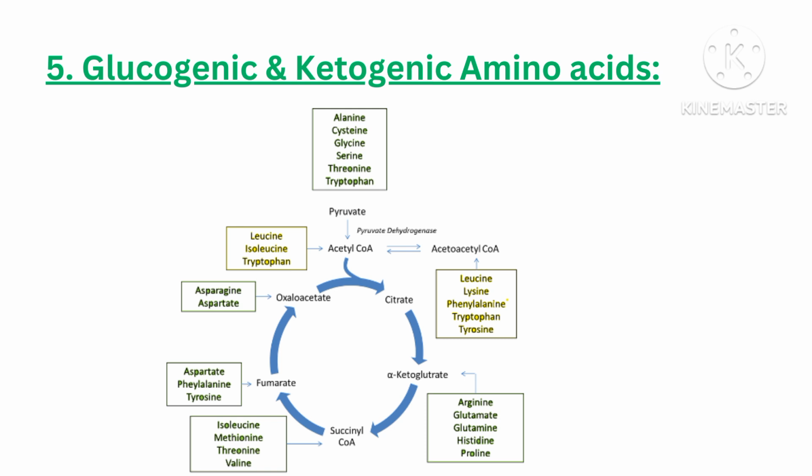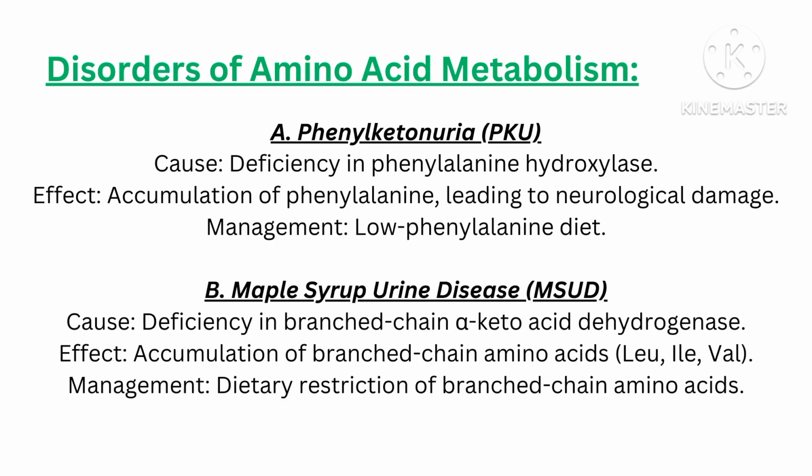Glucogenic amino acids are converted into intermediates of gluconeogenesis, for example pyruvate, oxaloacetate. Examples: alanine, glutamate, serine. Ketogenic amino acids are converted into acetyl-CoA or acetoacetate for ketogenesis. Examples: leucine, lysine. Both glucogenic and ketogenic: phenylalanine, tyrosine, isoleucine, tryptophan.